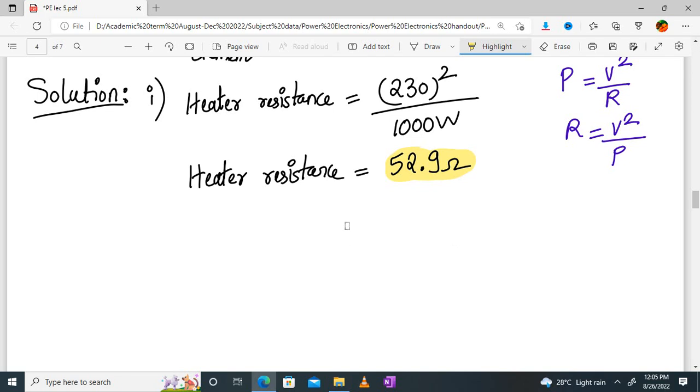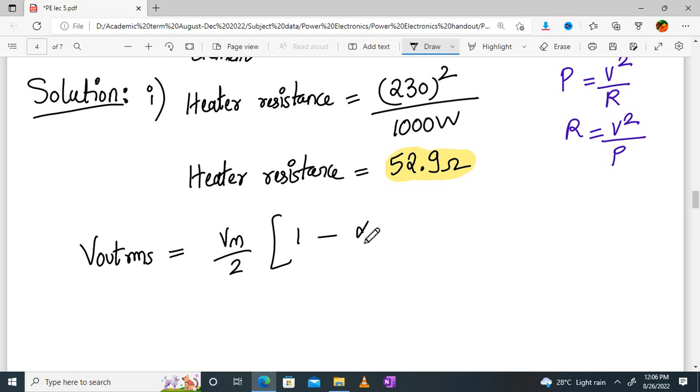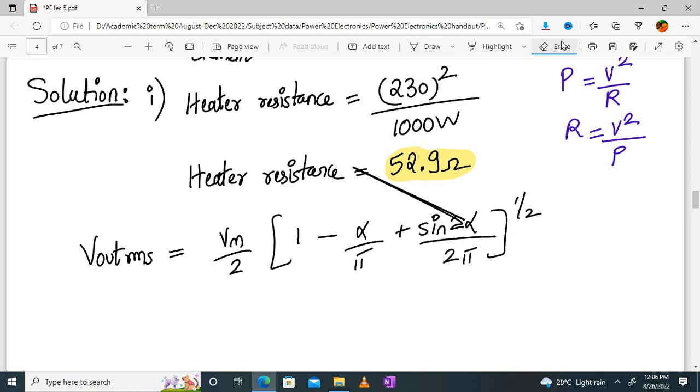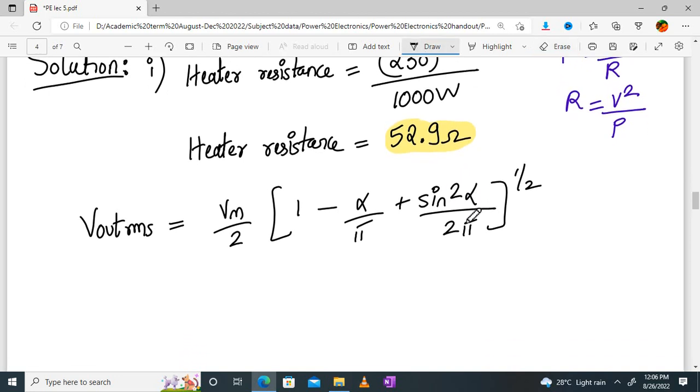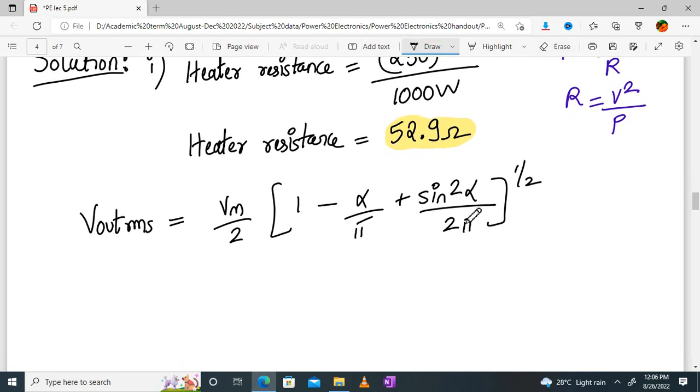So let us rewrite the formula for V out RMS. What is it again, guys? It is Vm by 2 into 1 minus alpha by pi plus sine 2 alpha by 2 pi, the whole raised to half. This is for a half wave controlled rectifier with resistive load. It will not work for any other. If it is an RL load, the formula will be different.